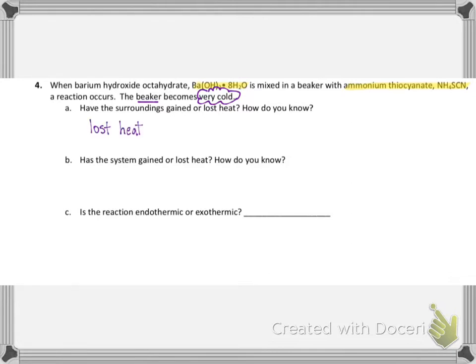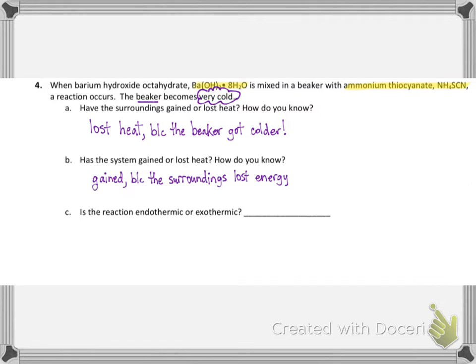Well, first, the surroundings must have lost heat, right? The beaker got really cold. But if the surroundings lost heat, or released heat technically, that means the system that we're studying, that chemical reaction, must have gained that energy. If the surroundings lost, the system gained. And if the system gained energy, this must be an endothermic reaction.